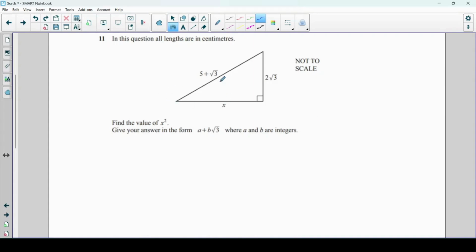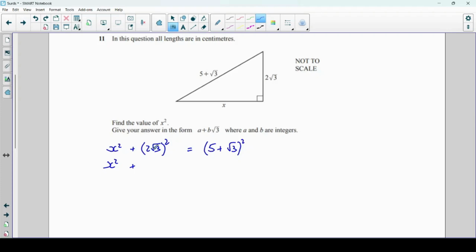Bit different this question, it gives us a right angle triangle. So straight away with this right angle triangle, hopefully what you're thinking is we're going to do Pythagoras. So let's do the two shorter sides squared, so x squared plus, and I think it's really important at this stage to put this thing in brackets, 2 root 3 all squared. Otherwise, if you don't have those brackets, the only thing you'd be squaring is the root 3. We want to square the whole number, including the 2 as well. So we've got x plus 2 root 3 all squared equals, and again this one needs to be in brackets, 5 plus root 3 all squared.